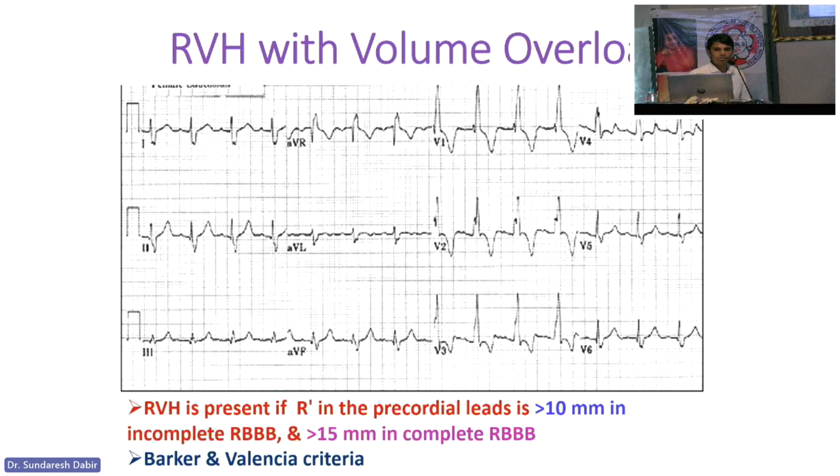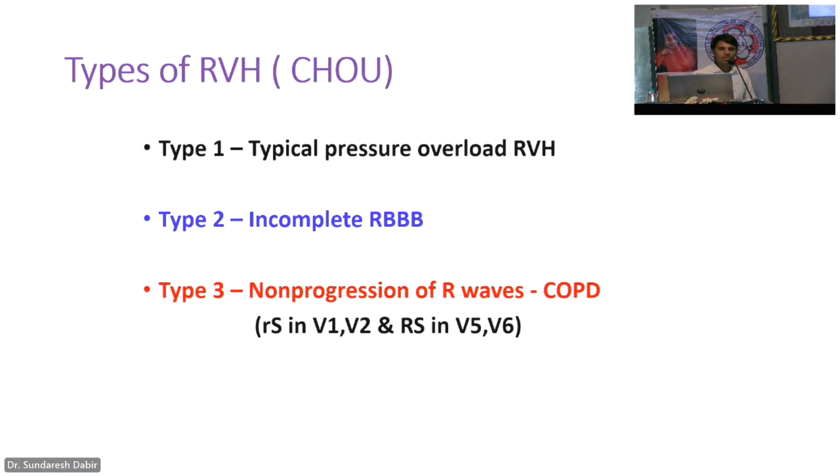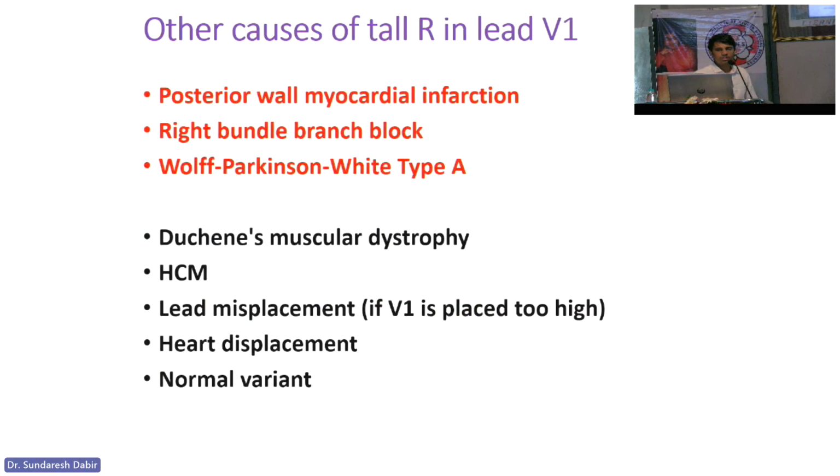So RVH with volume overload is the presence of R wave in the precordial lead of more than 10 mm in incomplete RBBB, and more than 50 mm in complete RBBB, suggestive of RVH with volume overload. So the types of RVH: one is pressure overload, second is incomplete RBBB or volume overload, and third is that associated with COPD. Other causes of a tall R in V1 may be seen in posterior wall myocardial infarction, right bundle branch block, Wolff-Parkinson-White syndrome, muscular dystrophy and others.